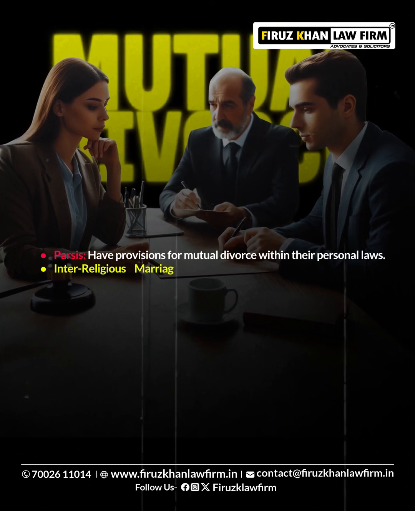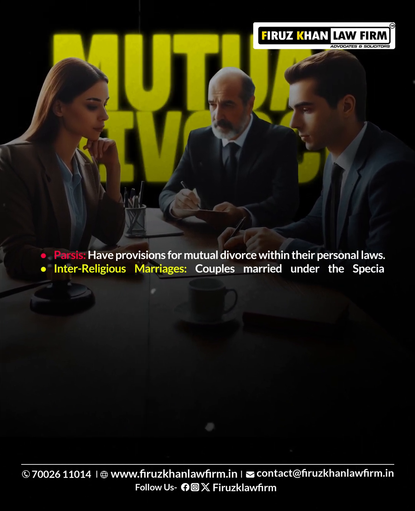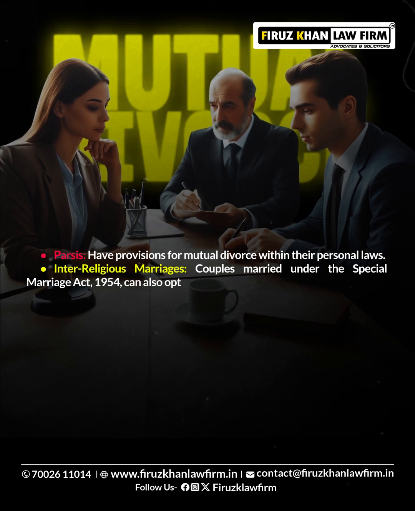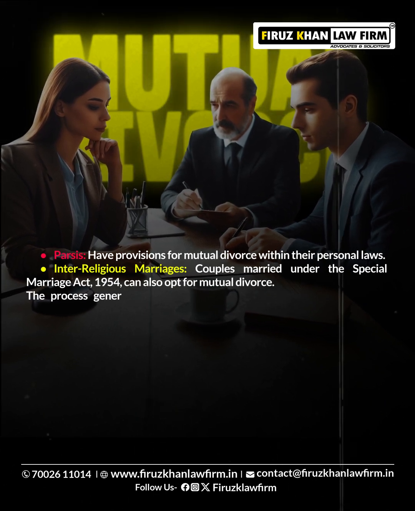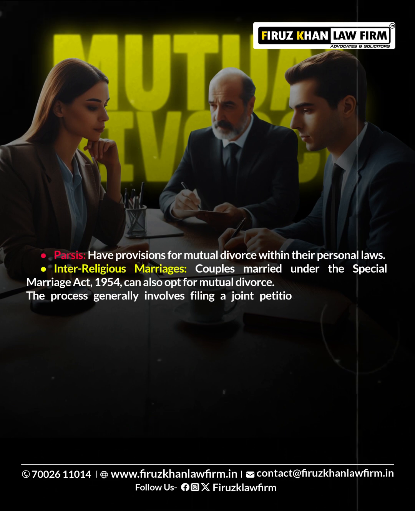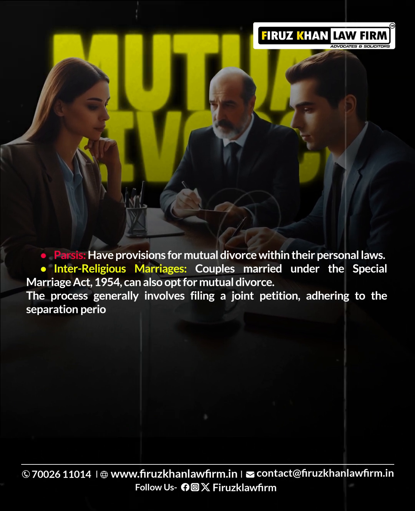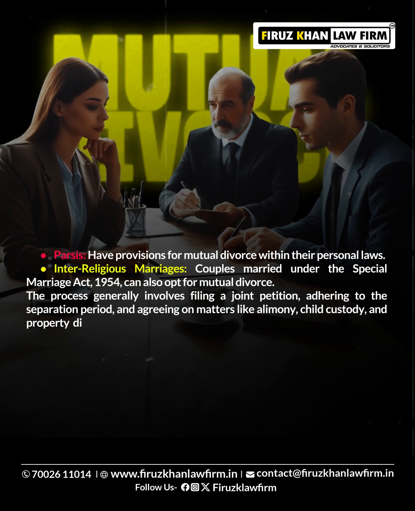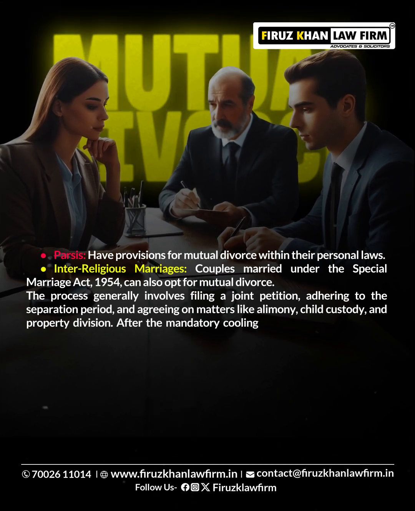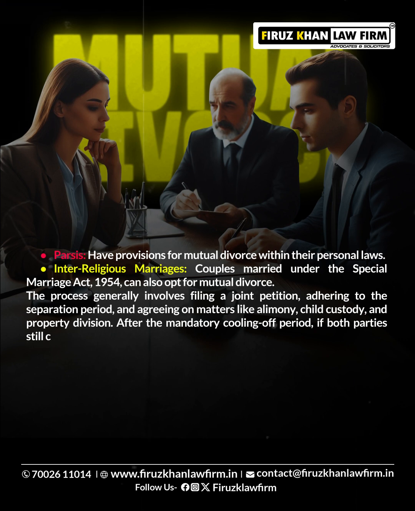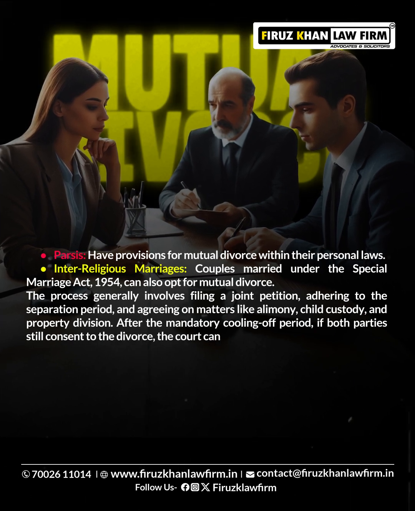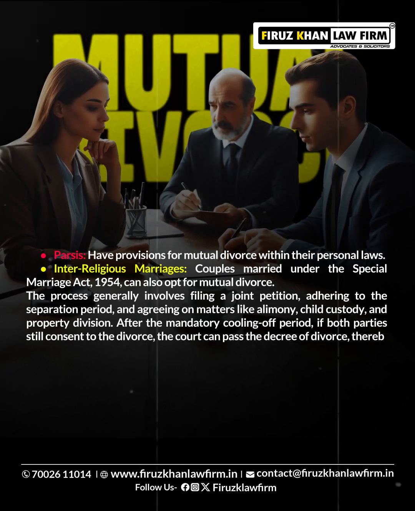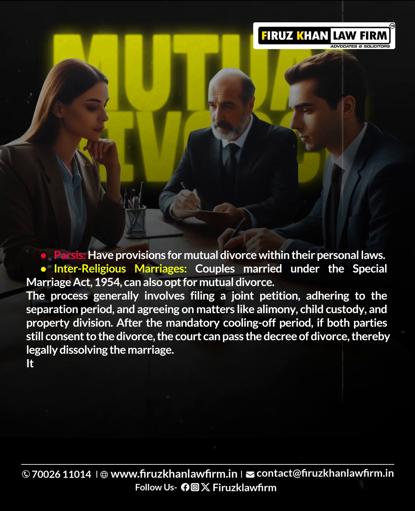Interreligious marriages. Couples married under the Special Marriage Act, 1954, can also opt for mutual divorce. The process generally involves filing a joint petition, adhering to the separation period, and agreeing on matters like alimony, child custody, and property division. After the mandatory cooling-off period, if both parties still consent to the divorce, the court can pass the decree of divorce, thereby legally dissolving the marriage.